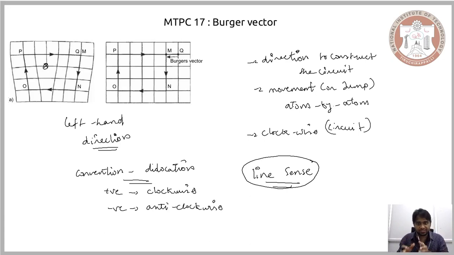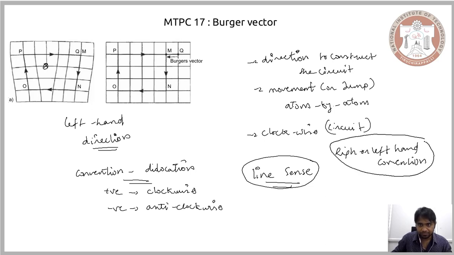Secondly, what needs to be fixed is this line sense. We have to set our description of the line sense in such a way that when you have an extra layer of atoms above the dislocation line, we will be following this path, if not, the other path. So while considering a Burgers vector and a Burgers circuit for a system, we need to fix both the right or left hand convention first, and this should be followed by the line sense convention.